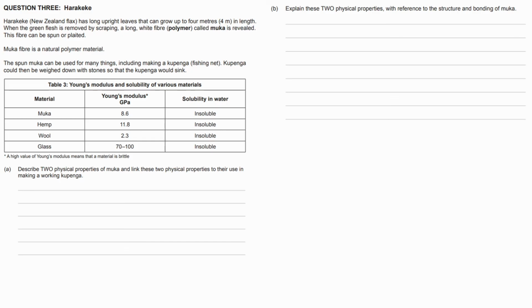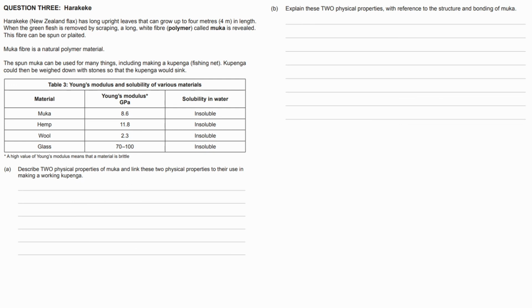Okay, so here's the other property, it's insoluble. Now, if you know anything about fishing nets, you put them in water. So if they were soluble and we put them in water, they would disintegrate and fall apart, and you wouldn't be able to catch any fish. So of course that's going to be an important property. It's a kind of common sense property.